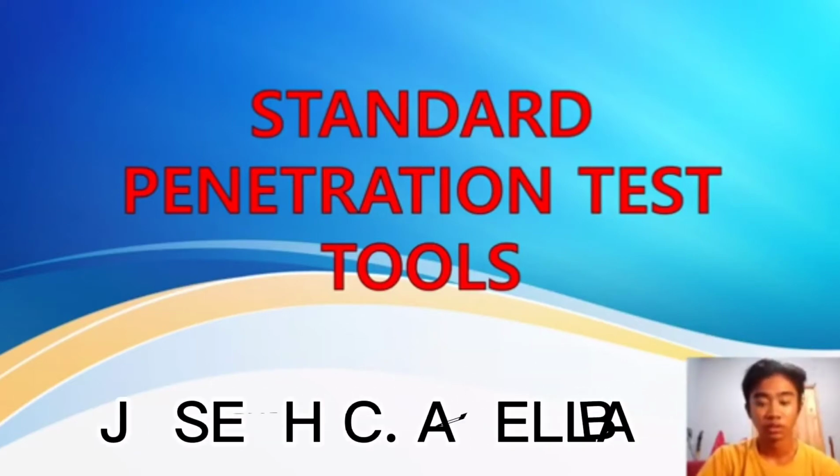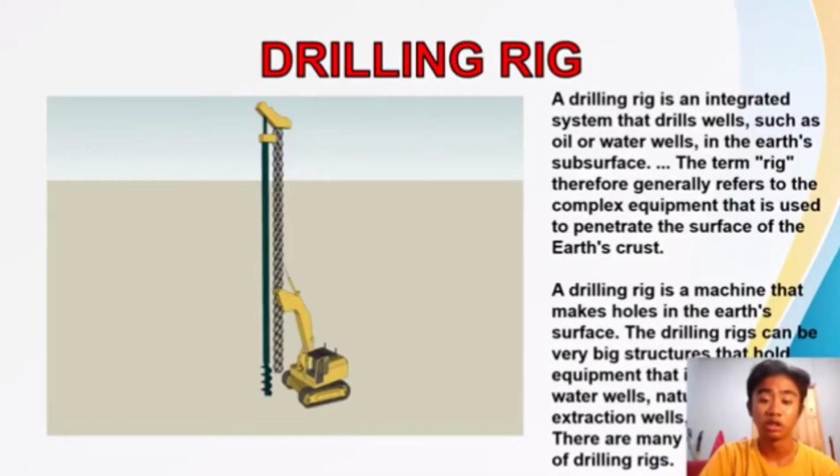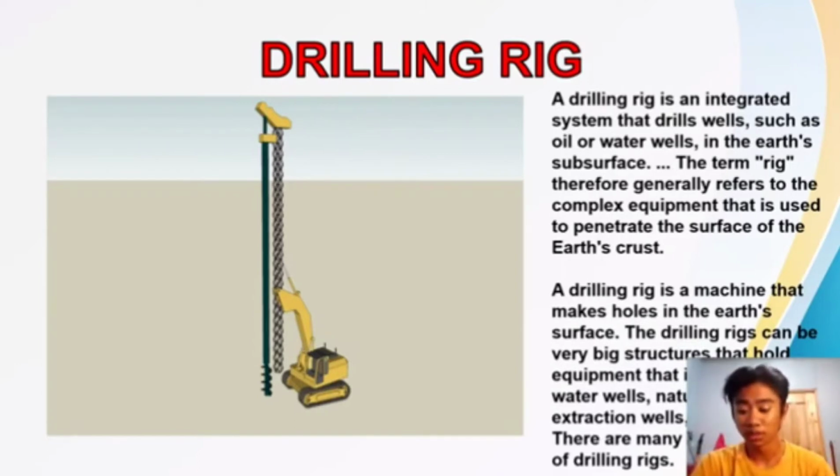So good day everyone. For today's video, I'm going to discuss the standard penetration test tools. The first tool is the drilling rig. A drilling rig is an integrated system that drills wells, such as oil or water wells, in the Earth's subsurface. The term rig, therefore, generally refers to the complex equipment that is used to penetrate the surface of the Earth's crust. A drilling rig is a machine that makes a hole in the Earth's surface.